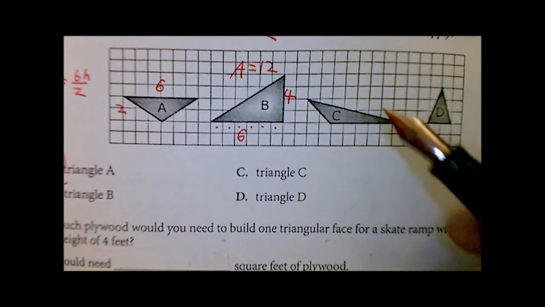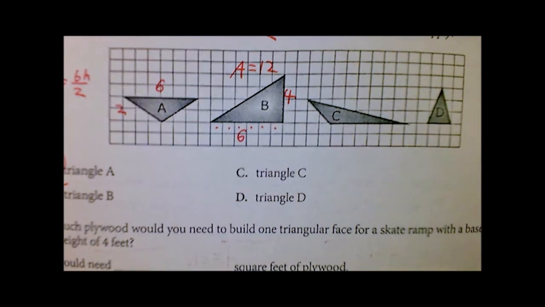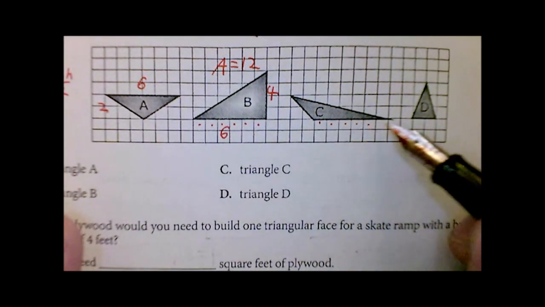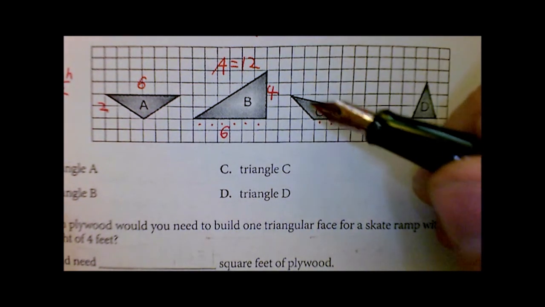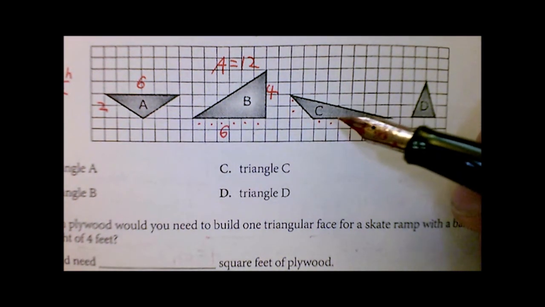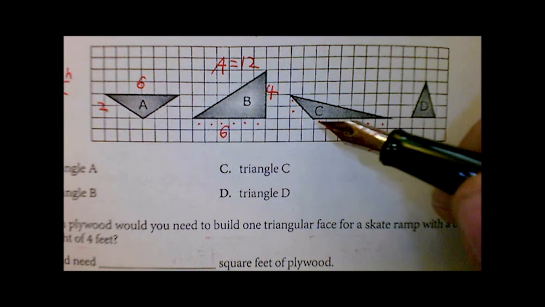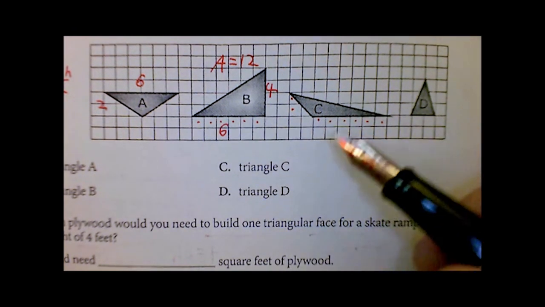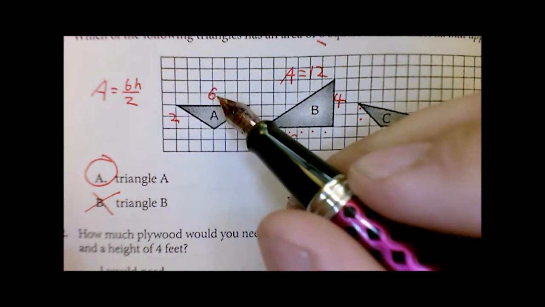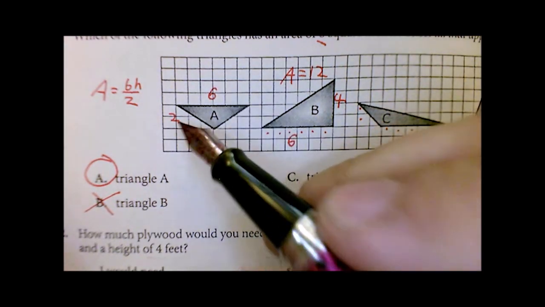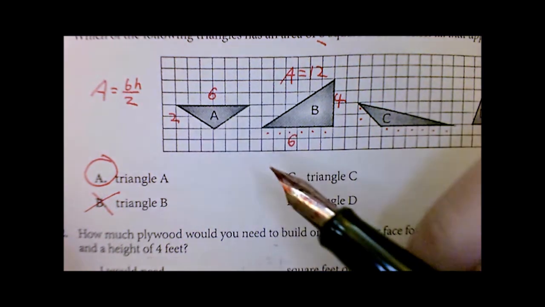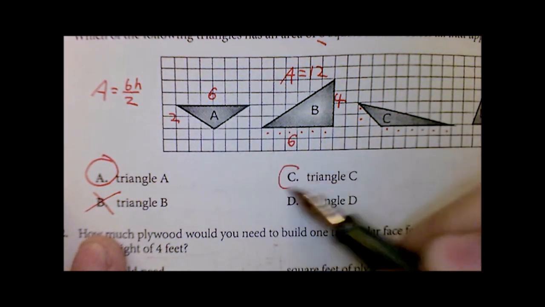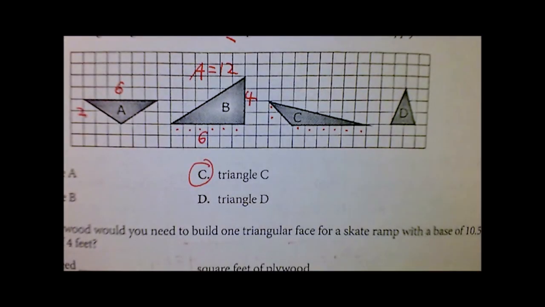Triangle C looks like it had a bit of a misprint, but I can figure it out. It has a base of 1, 2, 3, 4, 5, 6, and a height of 2. Or rather, it's supposed to have a height of 2 and supposed to have a base of 6. So, using our knowledge of triangle A, the fact that it had a base of 6 and a height of 2, we know that triangle C is going to be exactly the same. And last but not least, triangle D.